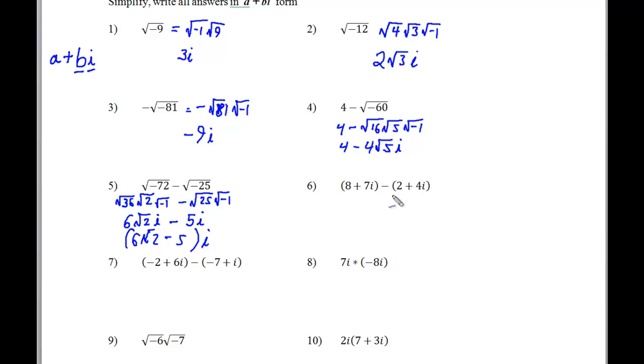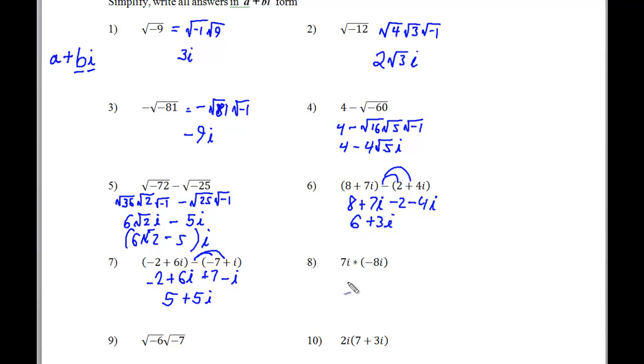Now here, this is just a distribution problem where I'm going to distribute my negative. So 8 plus 7i minus 2 minus 4i. Now 8 minus 2 is going to be 6. 7i minus 4i is just positive 3i. Problem number 7, this is another distribution problem of the negative. Negative 2 plus 6i plus 7 minus i. Negative 2 plus 7 is 5. 6 minus 1 is 5i.